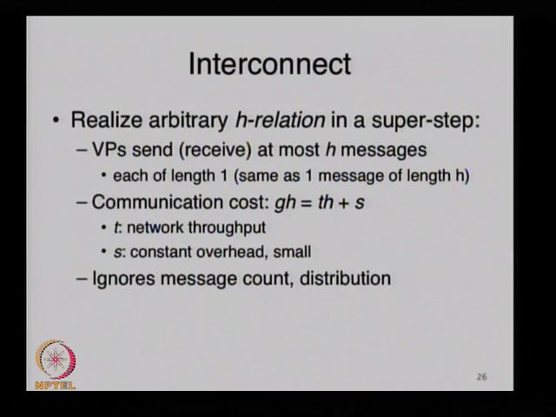So more detailed accounting is with this notion of H relation. And it says that there are H messages being sent in a super step. And the network has a certain speed. It has some throughput. It can deliver G messages per unit time. Okay? And you figure out how long it will take to deliver H messages.